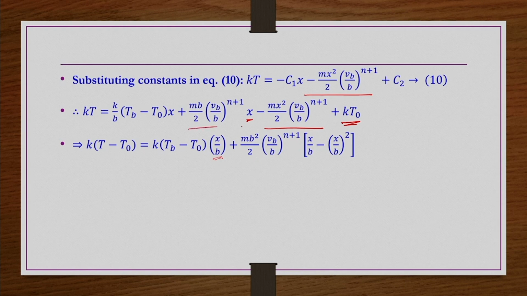What we are doing from these two terms? We are taking m b square by 2 Vb by b whole power n plus 1, so that the first term will have x by b, and then from the second term we will have minus x square by b square.